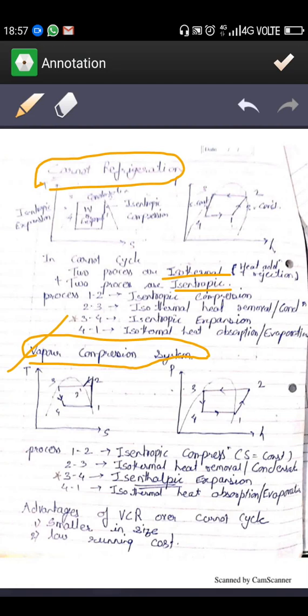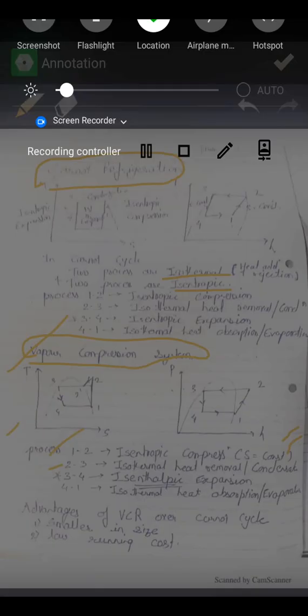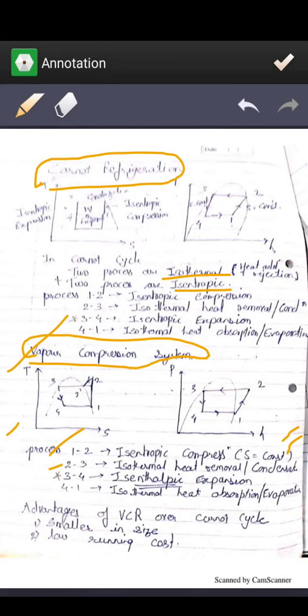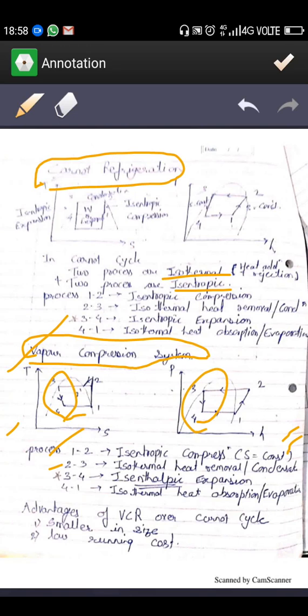Then we are going to see this TS and PH diagram of this vapor compression system. So this is the TS diagram and this is the PH diagram. You can see the explanation of this process, I already written here. Process 1 to 2 is the isentropic compression. Process 2 to 3 is isothermal heat removal or condensation process. Then process 3 to 4 is isenthalpic expansion process. You can see this isenthalpic expansion process. During the isenthalpic process, the H remains constant. That's why this 3 to 4 is a straight line here, and 4 to 1 is the isothermal heat absorption or evaporation.